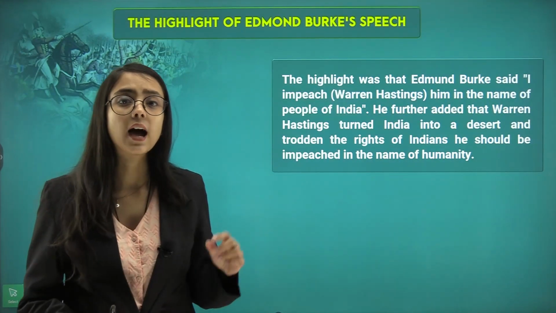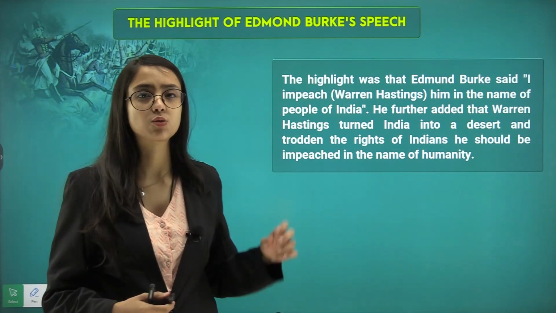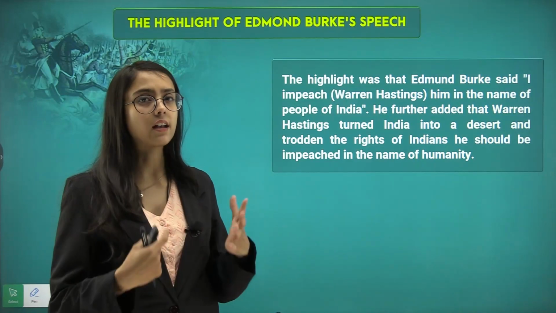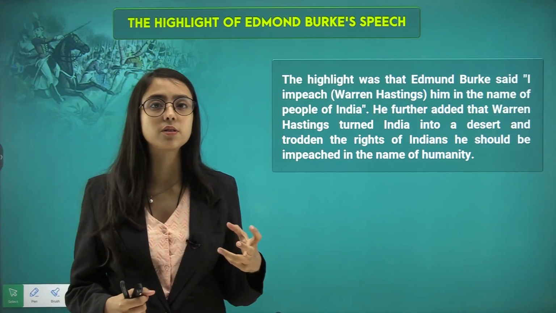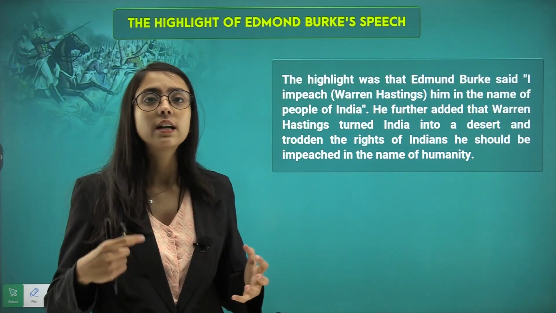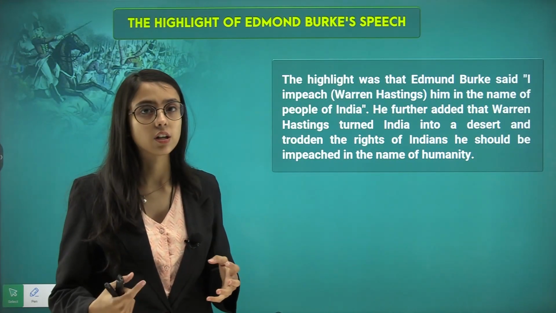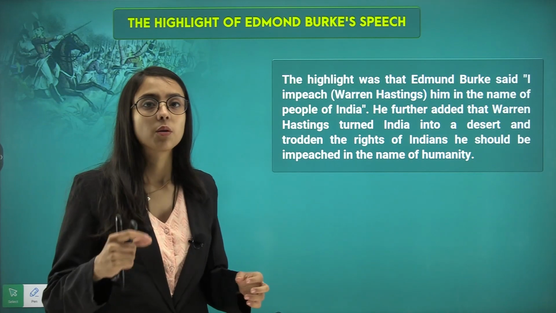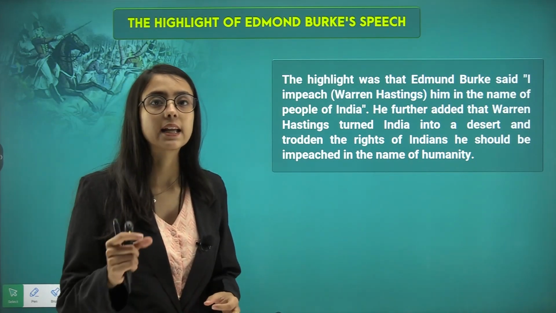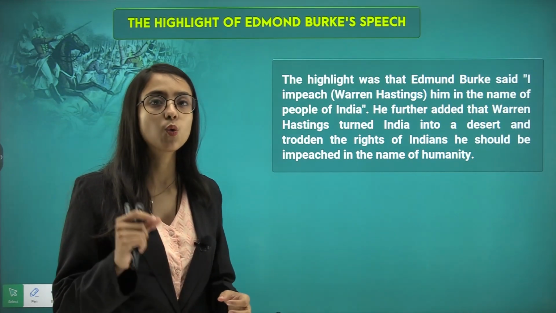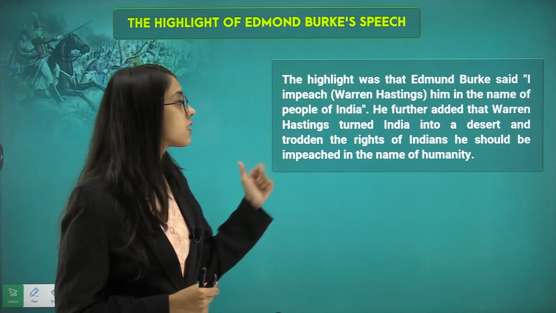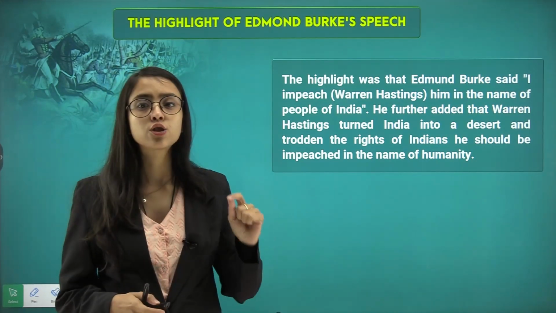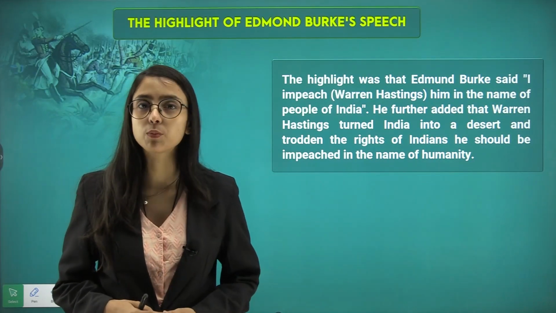So, the highlight of Edmund Burke's speech. What was the highlight? What did we understand out of it? The highlight was that Warren Hastings was responsible for the decline of the Indian people and the Indian subcontinent. So, Burke's speech notes that Hastings was the person who resulted in the desertification of India and trod upon the rights of Indians. He should be impeached in the name of humanity.